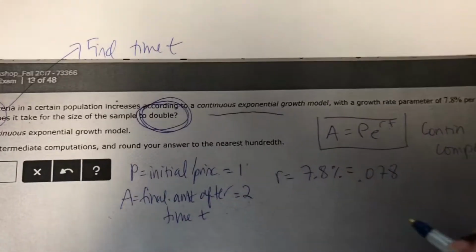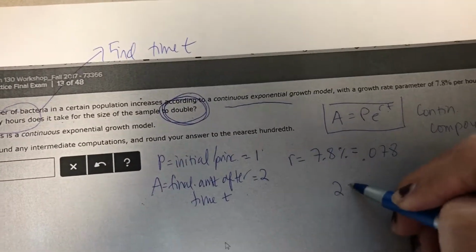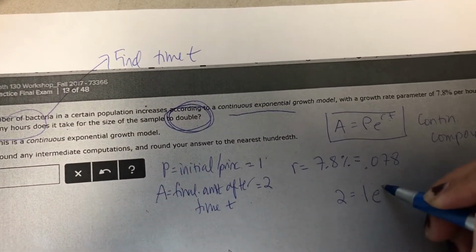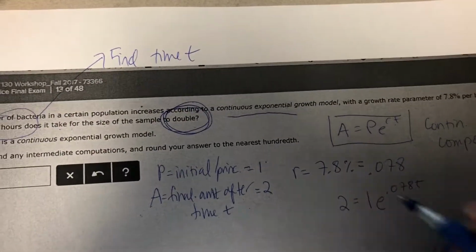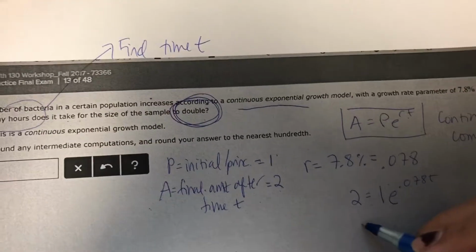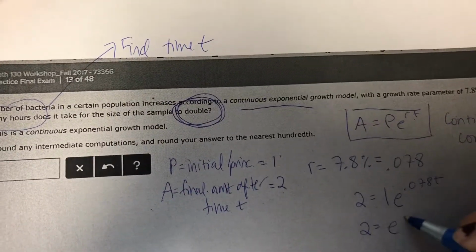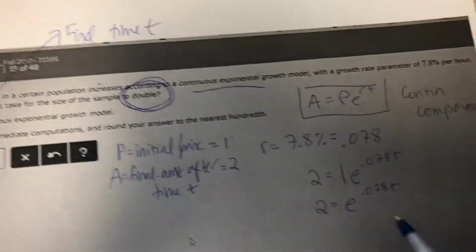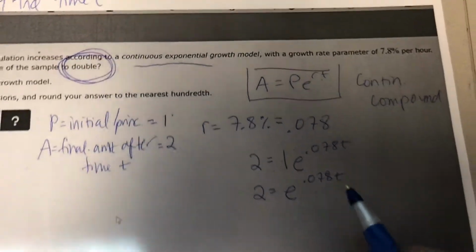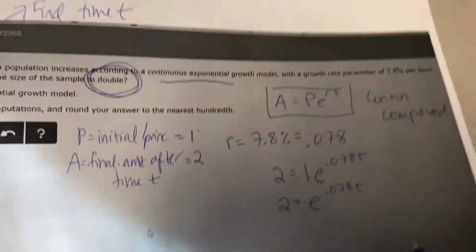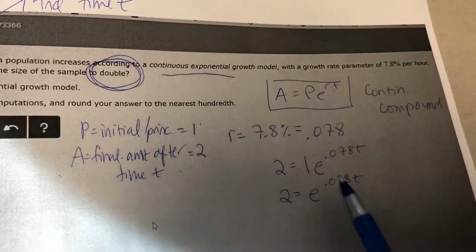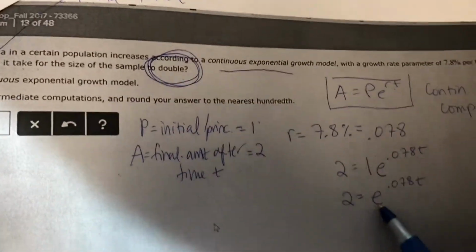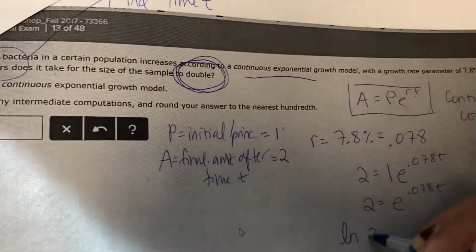So here when I plug it into the formula, I get A is 2, is equal to P is 1, times e to the 0.078t, right? So 2 is equal to 1, and I could get rid of this 1, so I end up getting 2 equals e to the 0.078t. Okay, notice that my variable is in the exponent. And what we learned in this module is that whenever you have a variable in the exponent, you could log or natural log both sides to pull the variable in the front. So since the base is e, I'm going to natural log both sides.